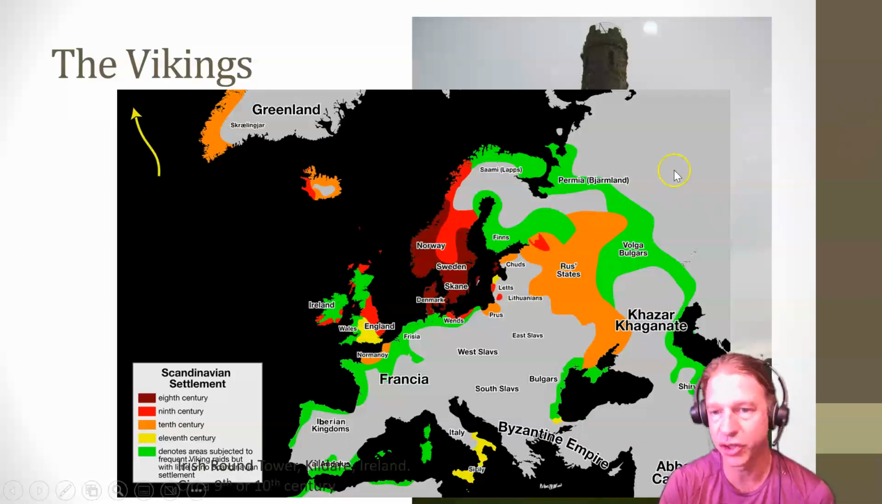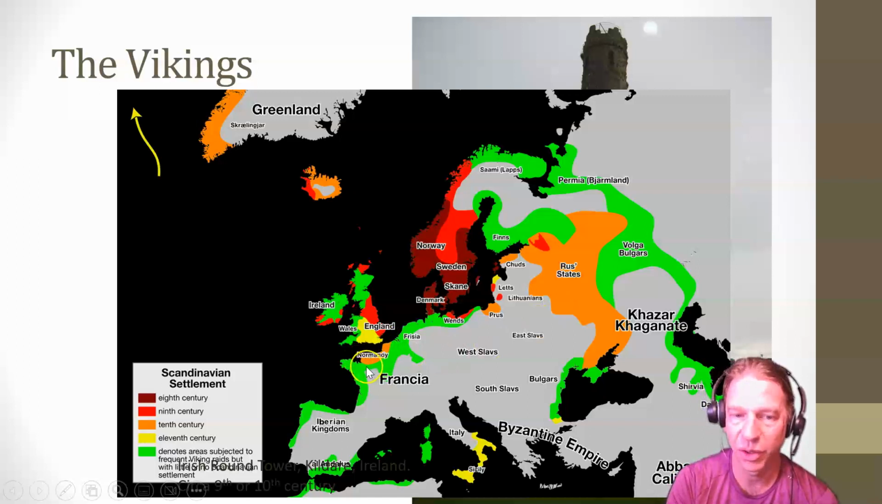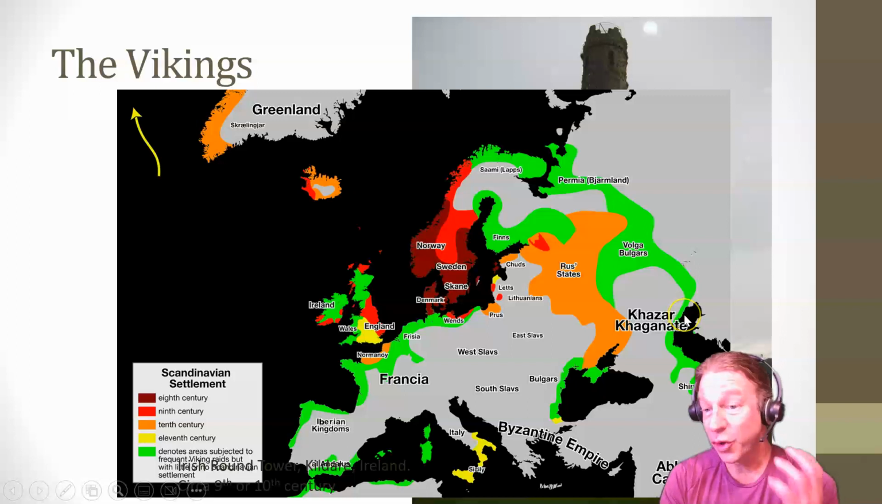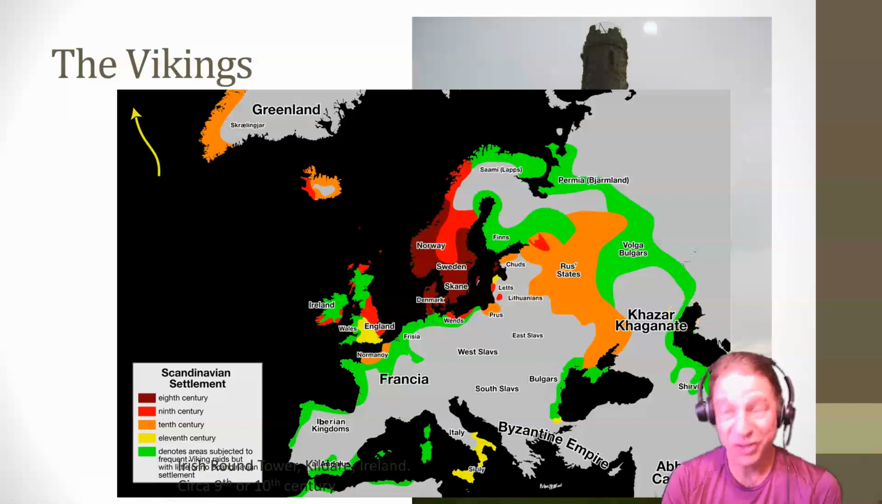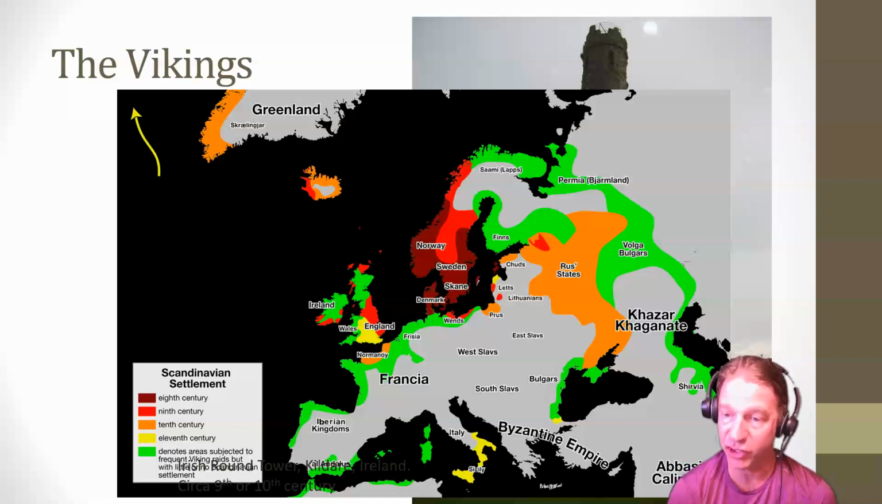Everything in green here shows you where the Vikings would have contacted. Everything in the other colors are actually Scandinavian, Dane, or Viking settlements. And here you see Norman settlements. Okay. So the Normans were originally Vikings, and they came and they settled down in northern France. In northern France, they were vassals, meaning subordinates of the French king in Paris.